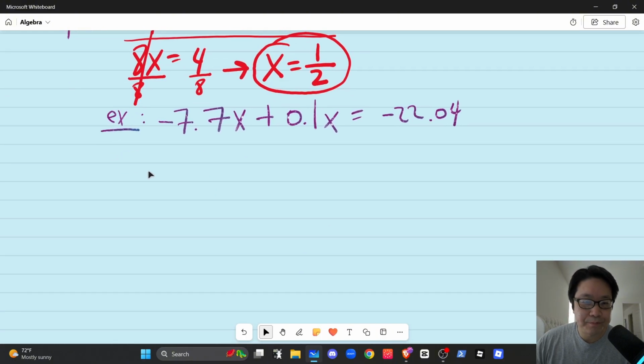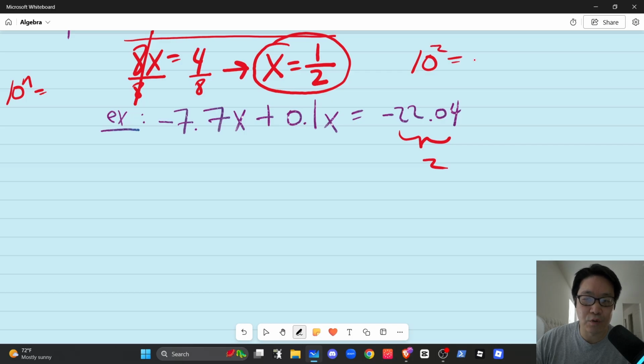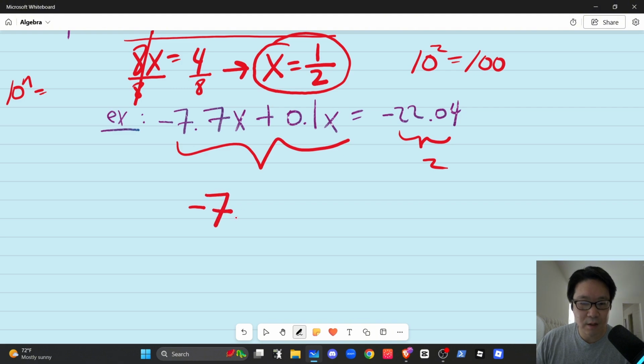In the second example, all we have to do is multiply both sides by 10 to the nth power, where n is the largest decimal place that occurs in your equation. Well, let's have a look. So here we have just one decimal place, but here we have two decimal places. So we're going to multiply both sides by 10 to the power of 2, which means you're going to multiply both sides by 100. But before we can do that, we can actually simplify this left side. Negative 7.7x and positive 0.1x is going to be negative 7.6x, right?